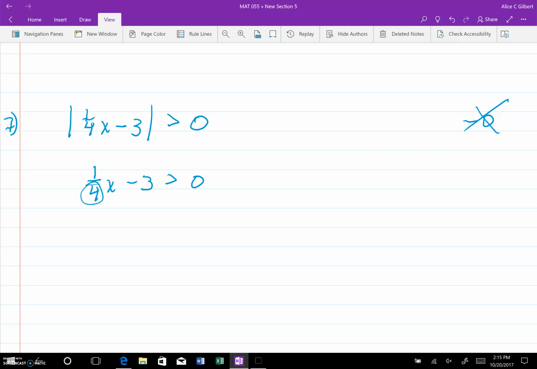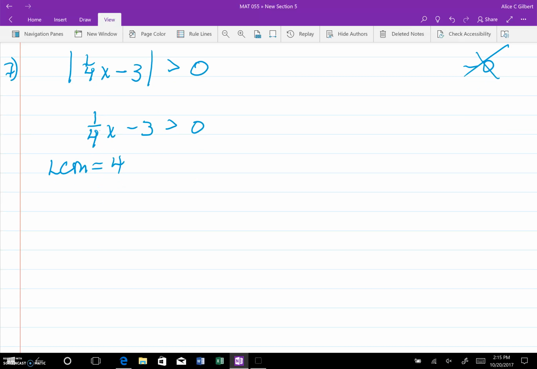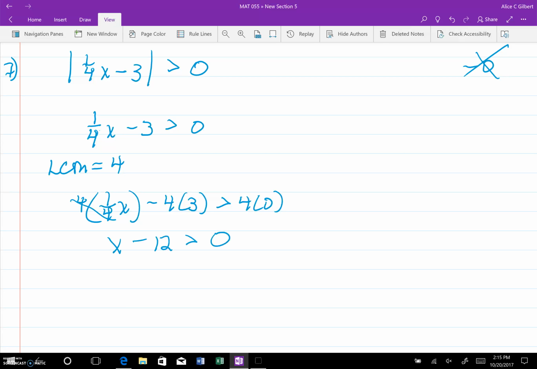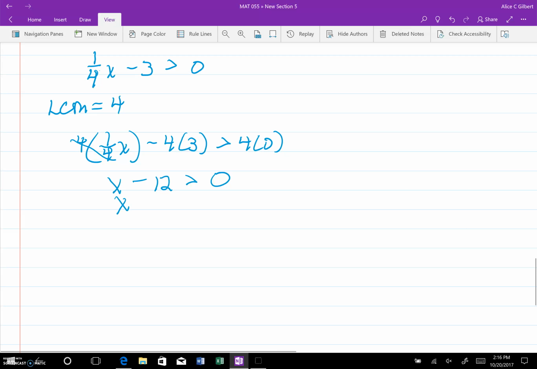Okay, this is an equation. It's got a denominator, so basically my LCM equals 4, just like we've been doing in a few units ago. So 4 times 1/4x minus 4 times 3 is greater than 4 times 0. These cross cancel. That gives me x minus 12 is greater than 0. Add 12 to both sides, and I get this.